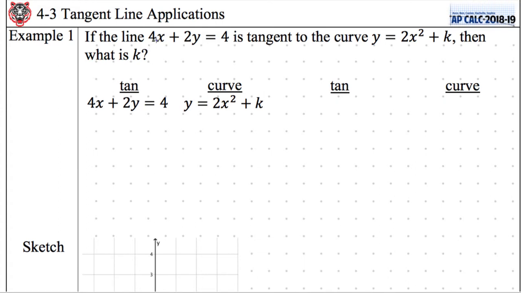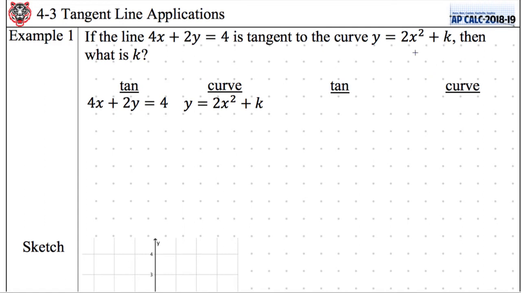It says this line, 4x plus 2y, is tangent. That is our tangent line. And it's going to be tangent to this curve, y equals 2x squared plus this unknown k. So you can kind of picture what this is going to look like in your head. 2x squared, that's going to look like a quadratic. It's a parabola, a smiley face parabola, because it's a positive coefficient here.